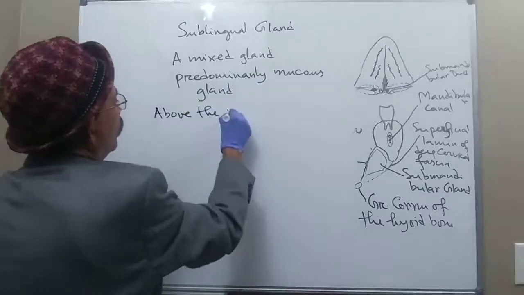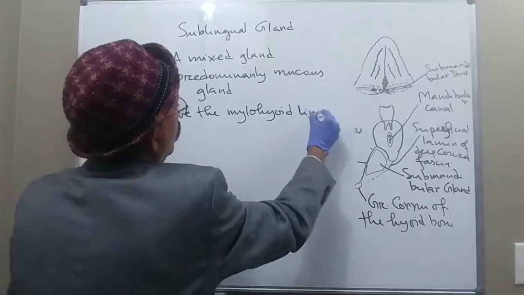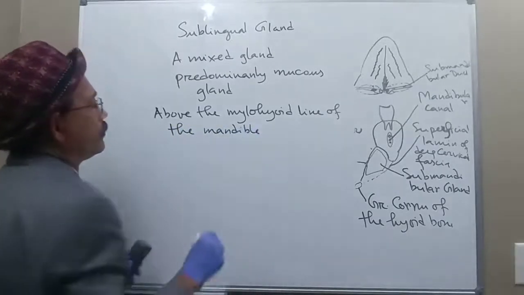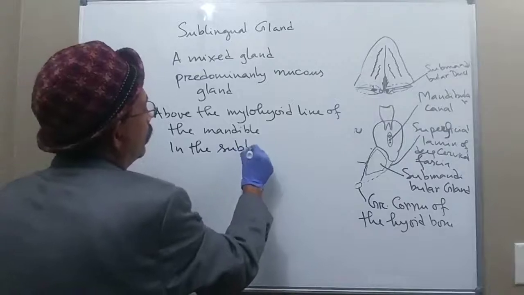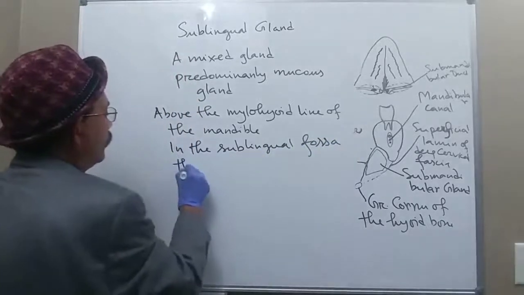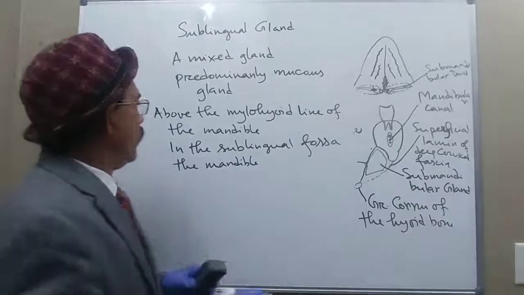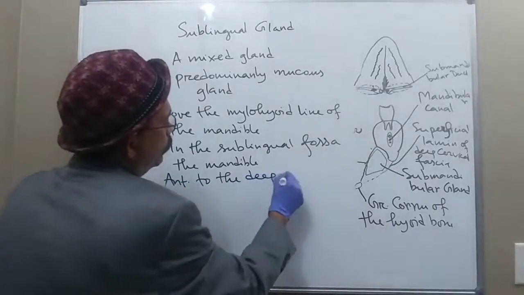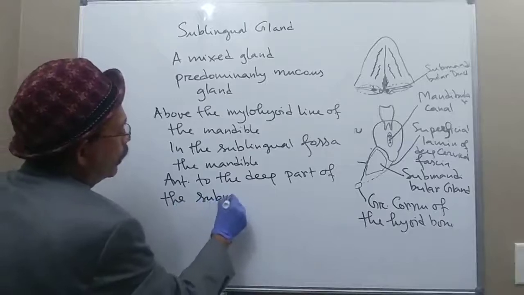Above the mylohyoid line of the mandible, in the sublingual fossa of the mandible, we got that, and it is anterior to the deep part of the submandibular gland.